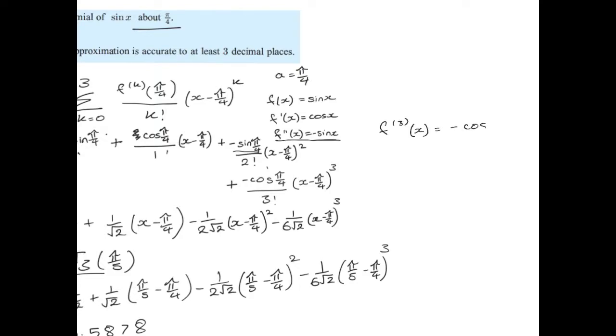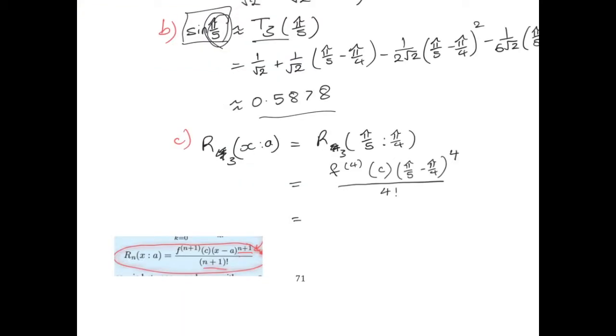Second degree, the third degree was negative cos, and then the derivative of that is positive sine. Because the derivative of cos is negative, so negative is positive. So it's sine of c. Don't know what c is, that's okay. And now, let's work out this bit here.